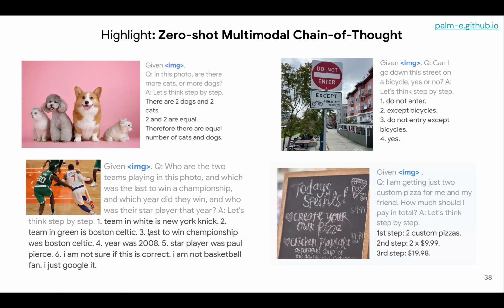Some of them are pretty complicated. I probably wouldn't have been able to get this. Who are the teams playing in this photo? What year did they last win the championship?